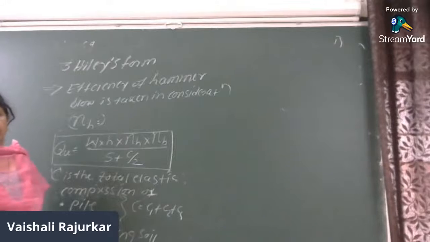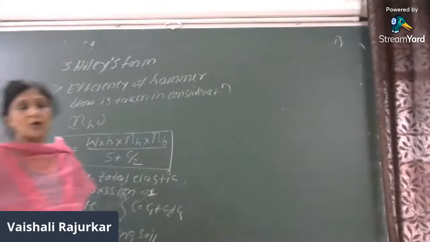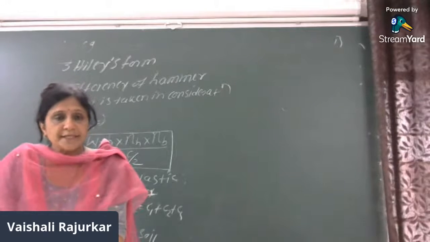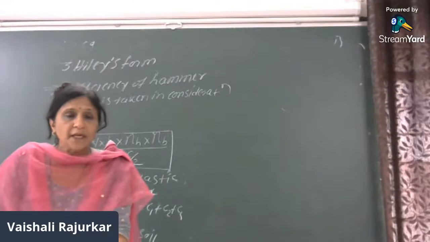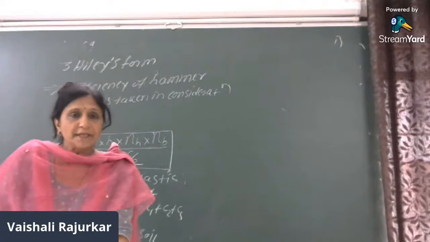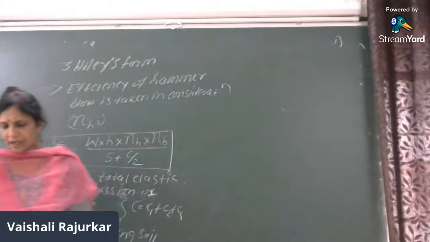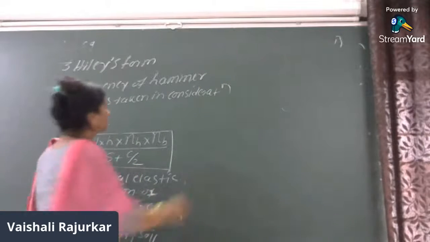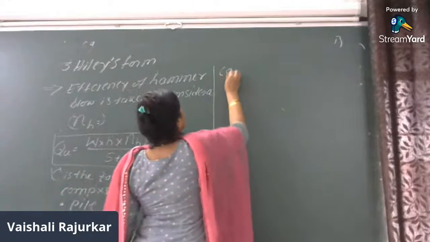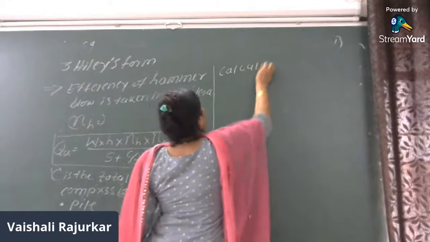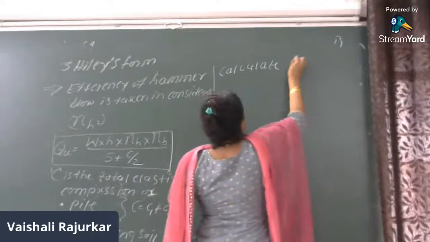So here again it is being whatever efficiency of hammer blow. That efficiency of hammer blow again depends upon the product of E and P. What is P? P is the weight of the pile cap. E is the coefficient of restitution. Now here first we will calculate E into P.